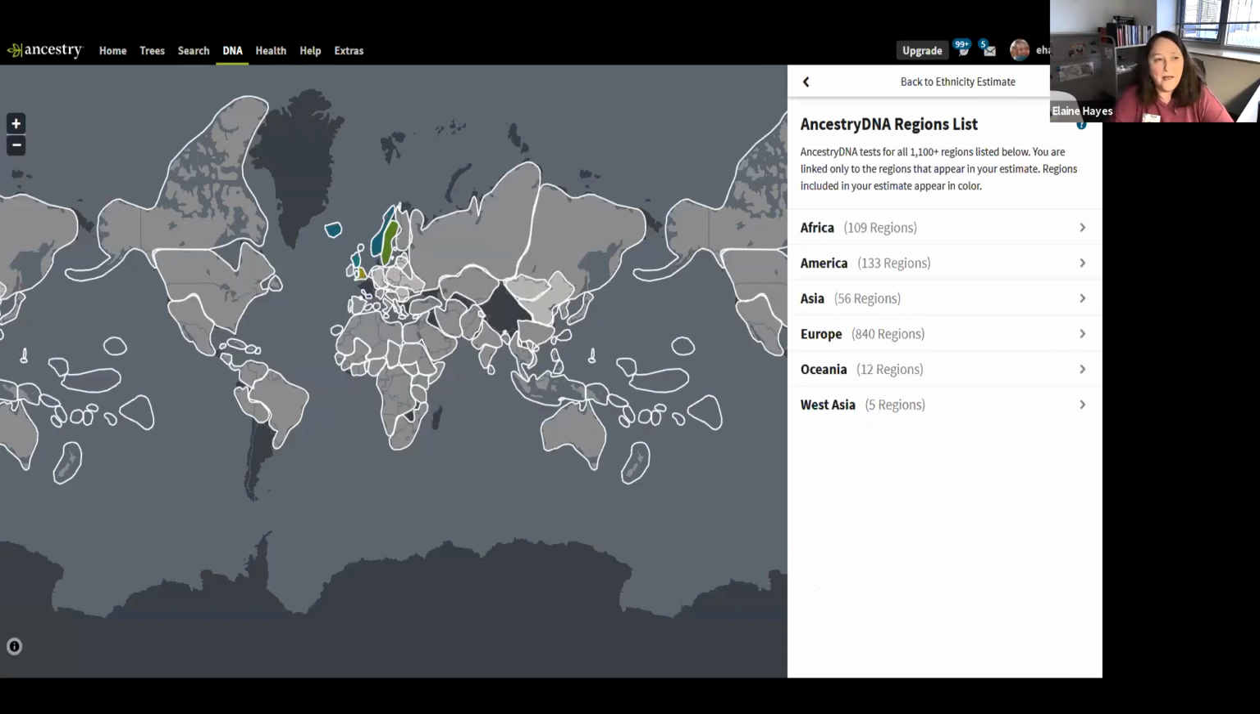This is actually my Ancestry account, and I've done an Ancestry DNA. And this is just showing you all the different regions of the world that you can have ethnicity matches to. And you might notice there are 840 separate regions in Europe, 109 in Africa, 133 in America, 56 in Asia, etc. So they're getting better and better all the time, more and more of these all the time.